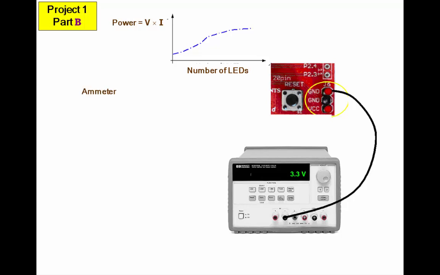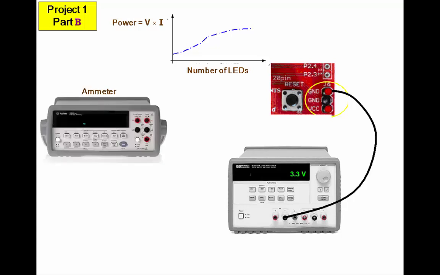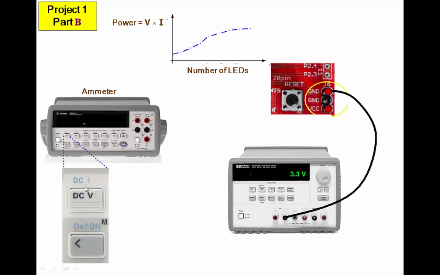Well, you'll need to set up the multimeter to be an ammeter. You do that by pressing the DCI button on the control panel. And remember, you have to press the function button or the shift button while you press this DC button to make it correspond to current.